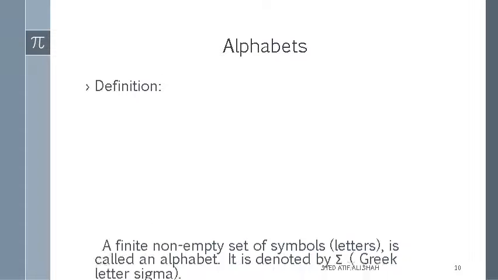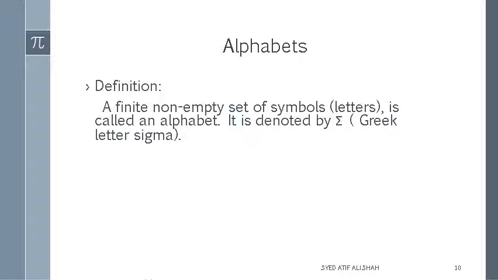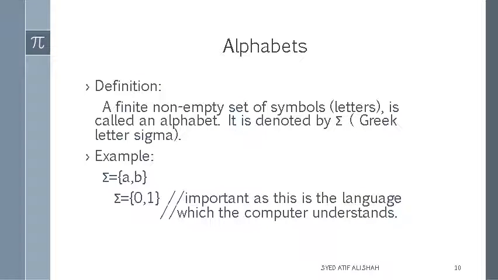Alphabet. By definition, a finite non-empty set of symbols, letters, is called an alphabet, and it is denoted by the Greek letter sigma. For example, sigma = {a, b}, sigma = {0, 1}. This is very important because usually we use the machine language, which is composed of zeros and ones. Similarly, we have so many other types of languages, like here we are taking i, j, k.